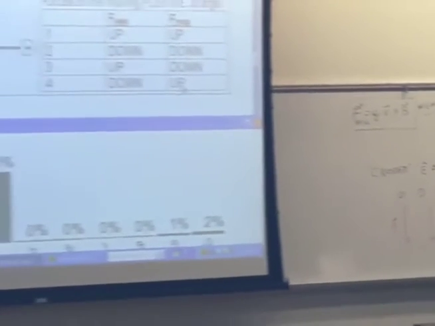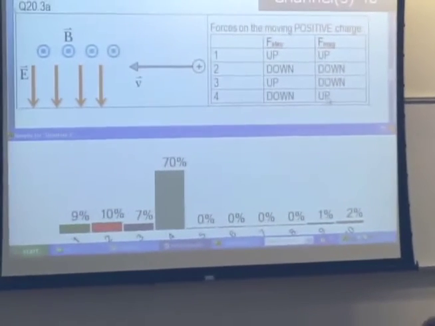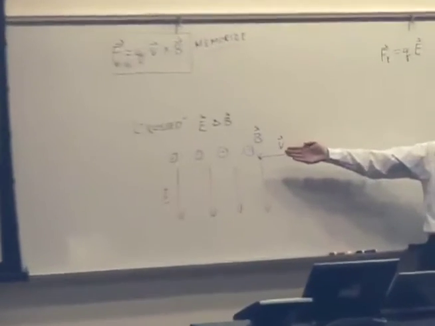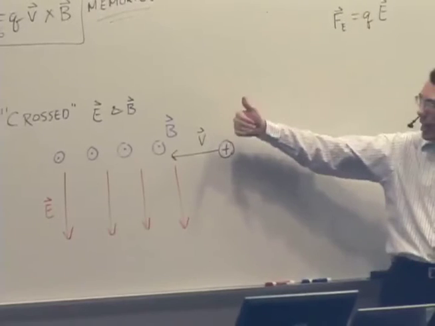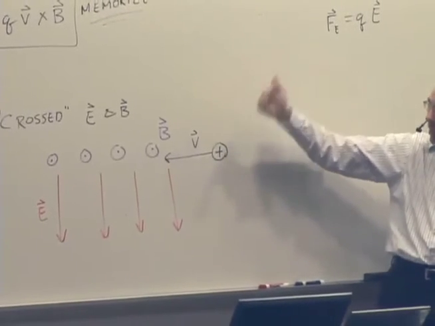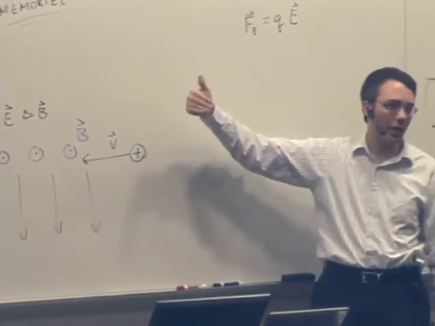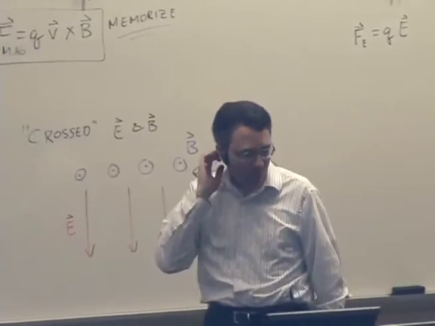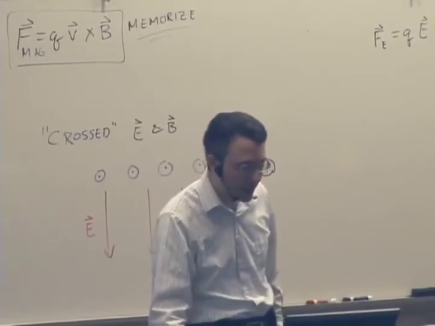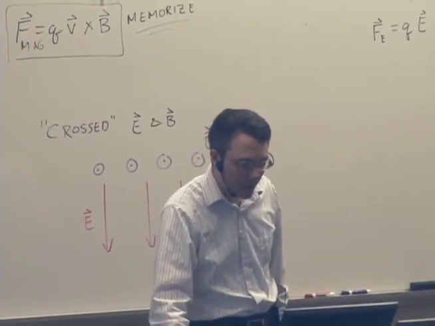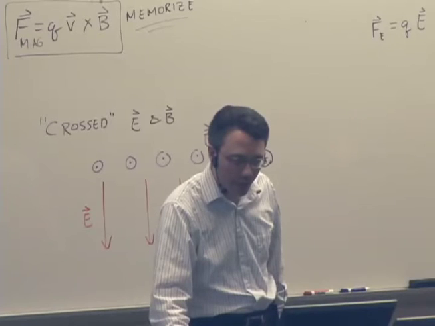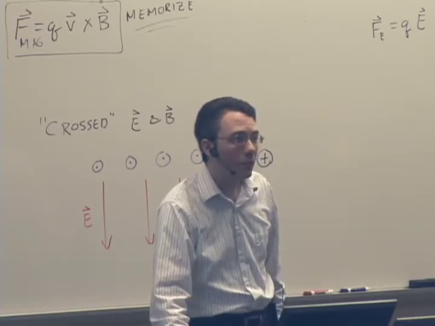The magnetic force turns out to be pointing upward, because we have velocity pointing in that direction, the magnetic field is out, and v cross B is up. Multiply by a positive charge, and the vector is still pointing up. So in this funny situation with crossed E and B fields, we end up with the electric and magnetic forces pointing in opposite directions. Everybody okay? Questions?